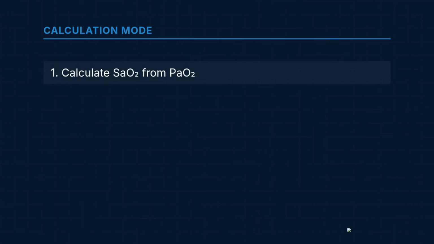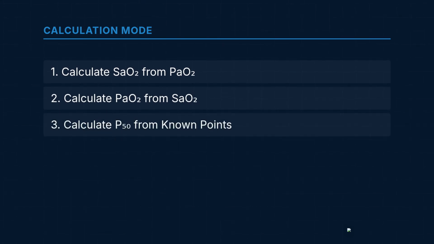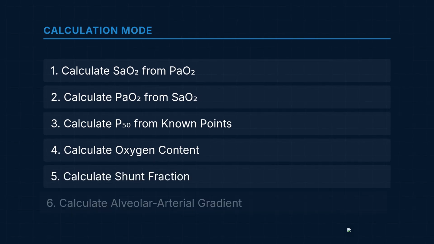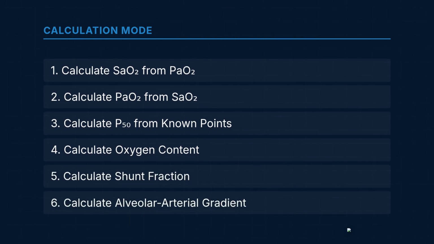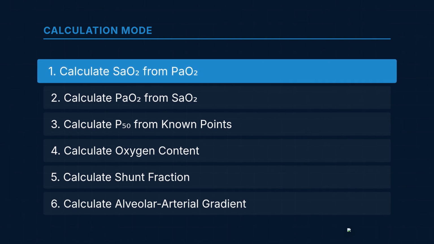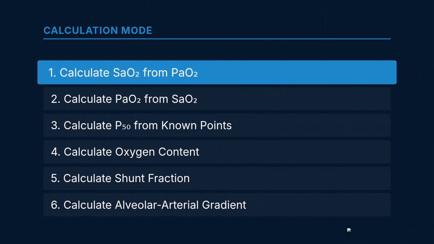This is the oxygen saturation partial pressure interactive calculator, which solves oxygen transport relationships in blood. The calculator has a drop-down for calculation mode with 6 options: calculate SaO₂ from PaO₂, calculate PaO₂ from SaO₂, calculate P50 from known points, calculate oxygen content, calculate shunt fraction, and calculate alveolar arterial gradient. For this demo, I'm using calculate SaO₂ from PaO₂.